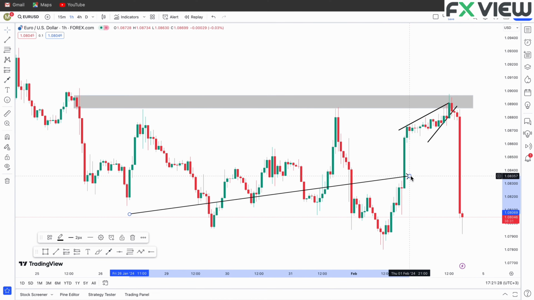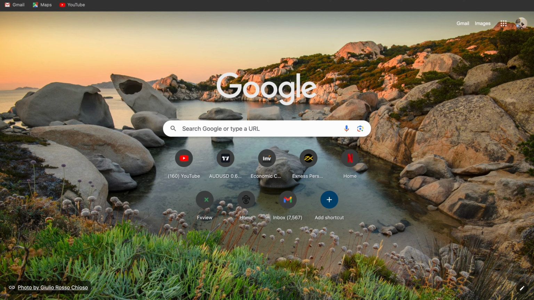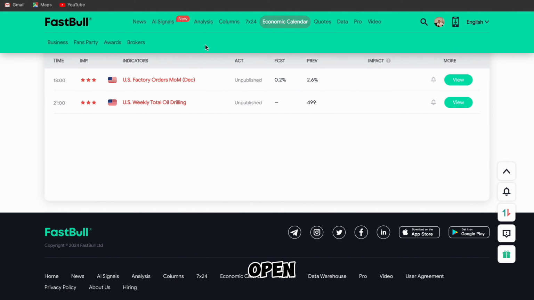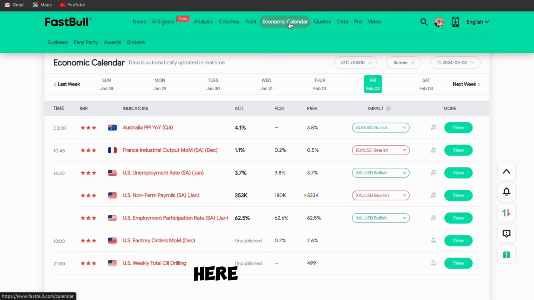Now our last puzzle piece is always the economic data, because remember, we always want our technical analysis to be in line with the fundamentals. I come to the First Bull page right here. As you can see, this is firstbull.com. So when I open firstbull.com, guys, I'm going to come to the economic calendar right here. In this economic calendar, you're going to see the economic events that are going to happen.